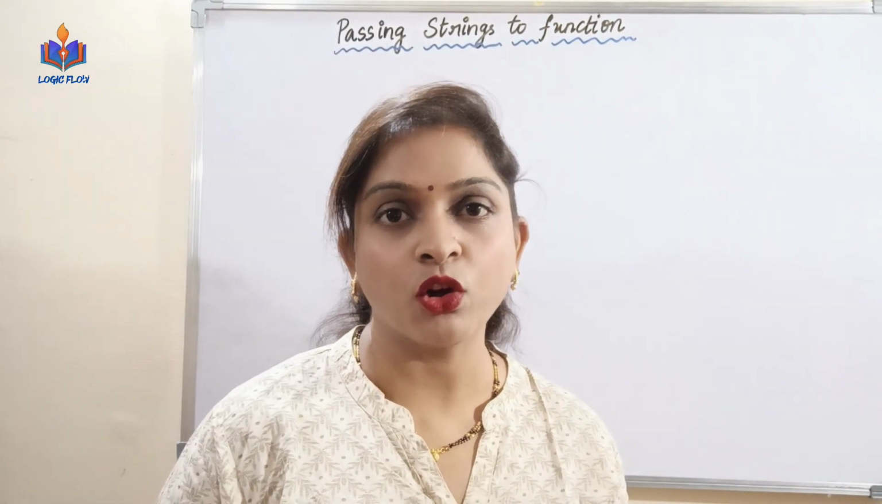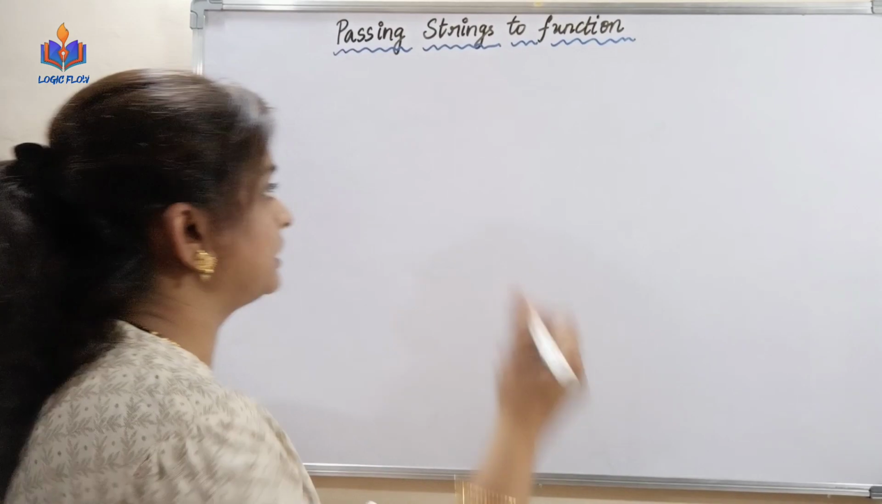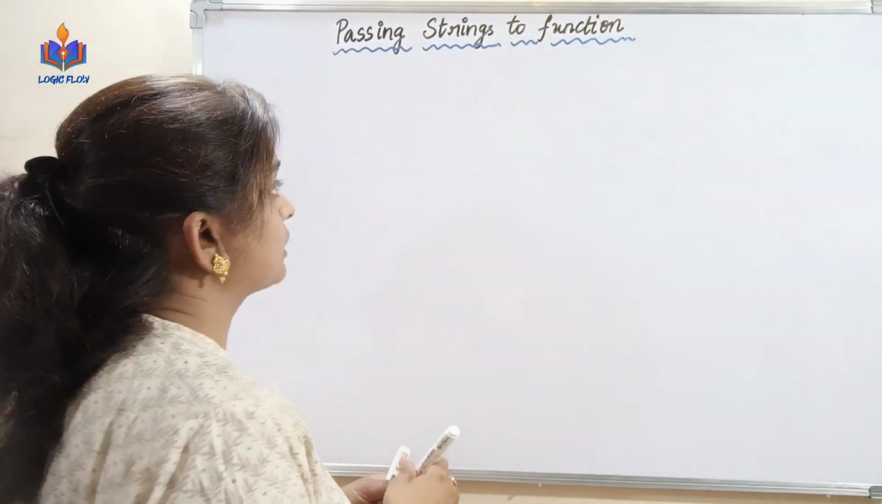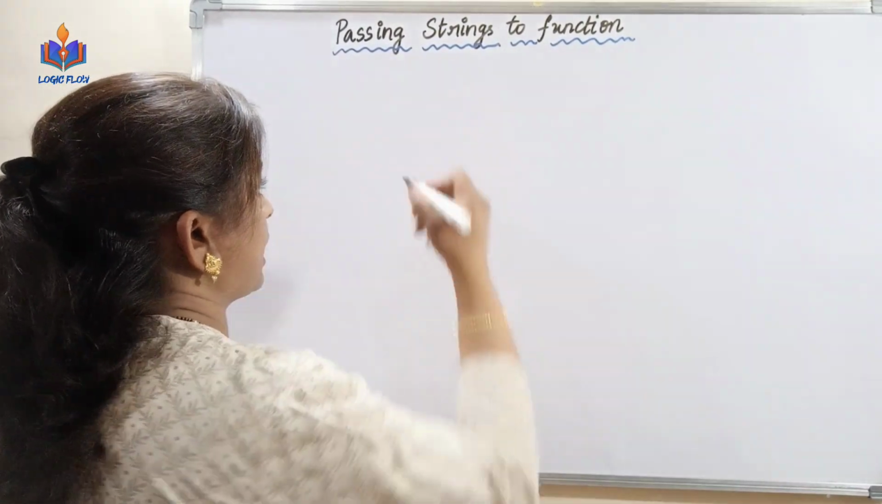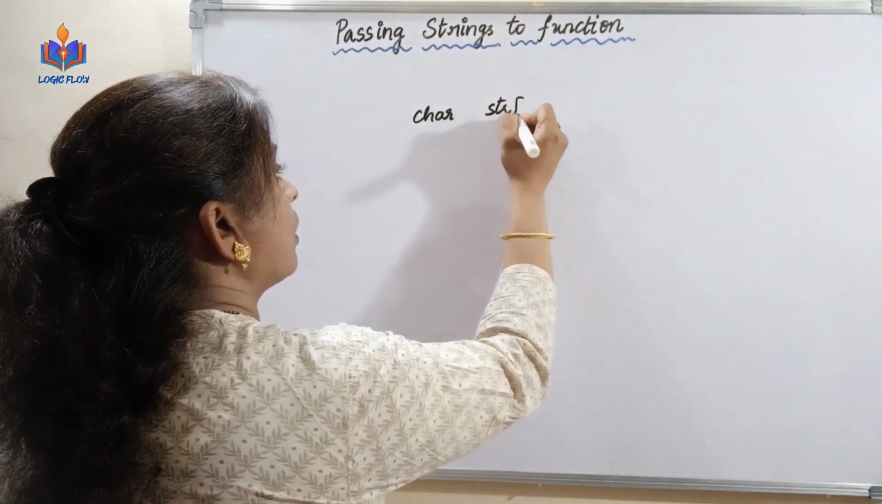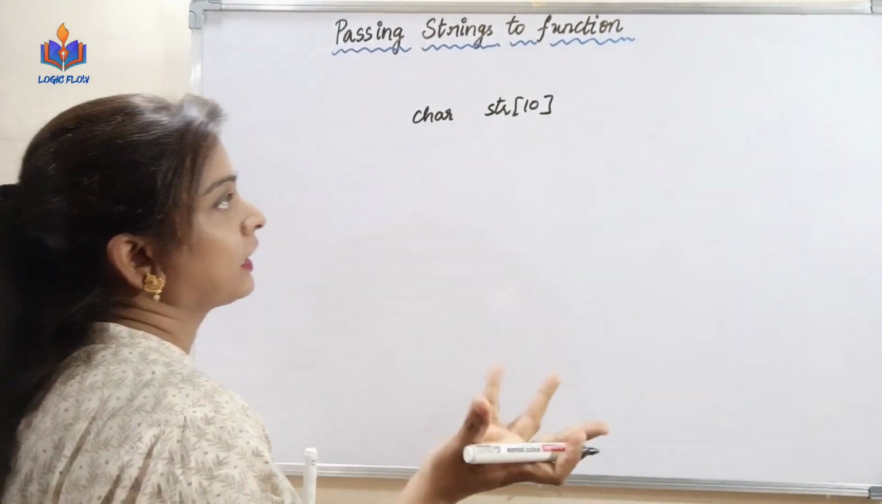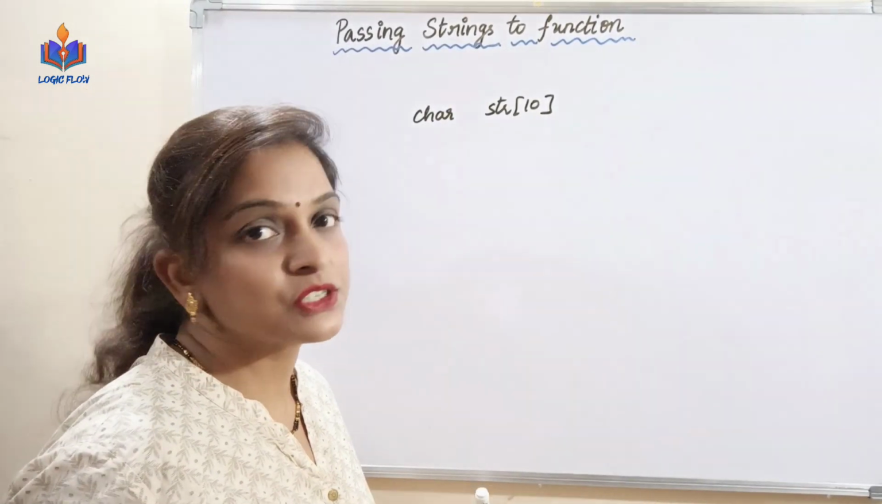When we say we pass a string as an argument to a function, it is nothing but a character array. So what is a string? It is a character array. Say, for example, we have a character array by name str. I just say char str of some size. This is the character array that we call a string.